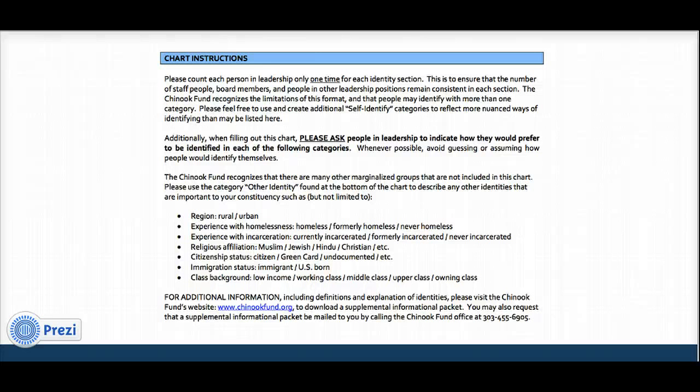Additionally, when filling out this chart, please ask people in leadership to indicate how they would prefer to be identified in each of the following categories. Whenever possible, avoid guessing or assuming how people would identify themselves. Again, please ask people in leadership to indicate how they would prefer to be identified in each of the following categories, rather than guessing or assuming how they would prefer to identify themselves.